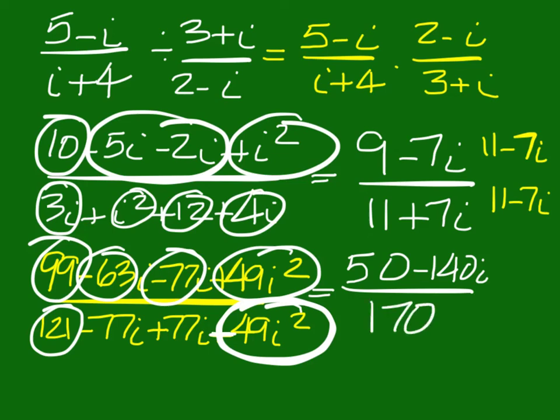So we can divide everything by what? 10. Whatever you want. So we can go 5 minus 14i over 17.